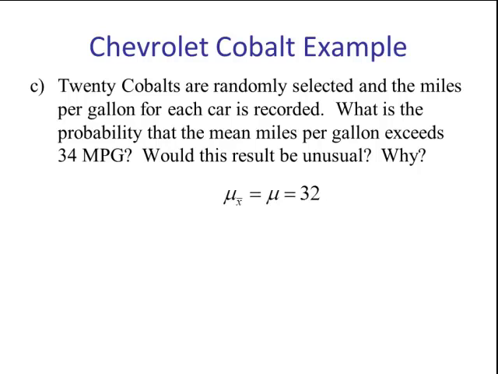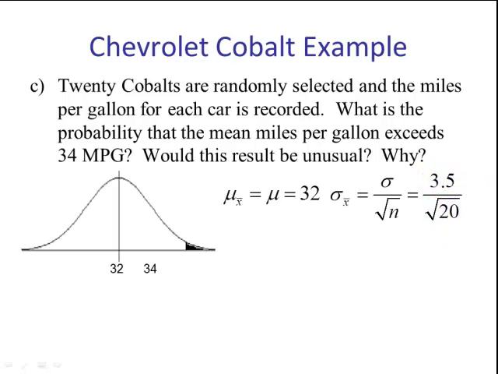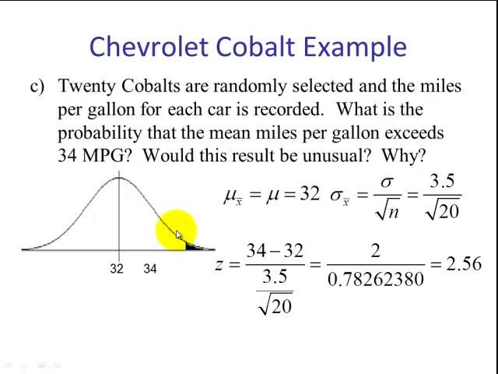Again, the mean of this distribution will be equal to the population mean. The standard deviation is actually going to get smaller. It's 3.5 divided by the square root of 20. We draw our picture. We change this 34 to a z-score. It's 34 minus the mean divided by the standard error. We get 2.56. Using table 5, we look up 2.56.